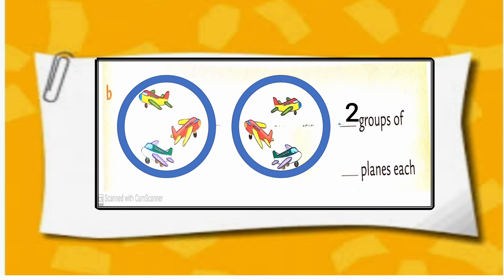Now if we check any one group, there are 3 planes present in the group. So we can say 3 planes each. Write down 3 planes each. In this image we can see 6 planes, and it divides in 2 groups. Each group has 3 planes.